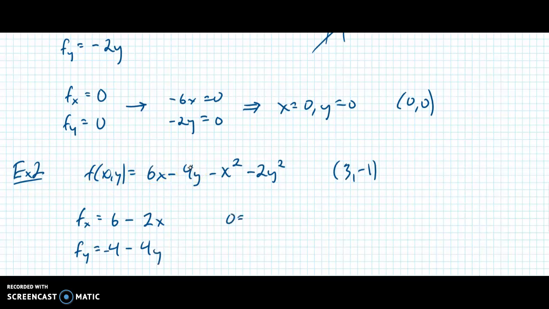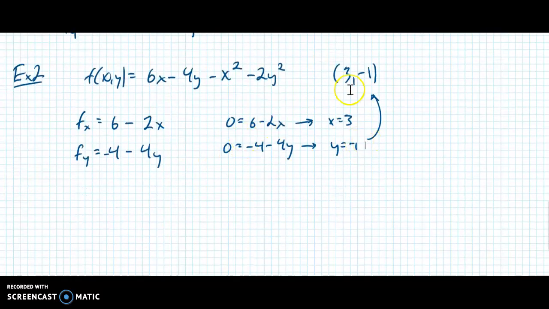So I say 0 equals 6 minus 2x, and 0 equals negative 4 minus 4y. If I solve for this, I get x equals 3. And if I solve for this one, I get y equals negative 1. And that's where that comes from. Hopefully you're picking this up.